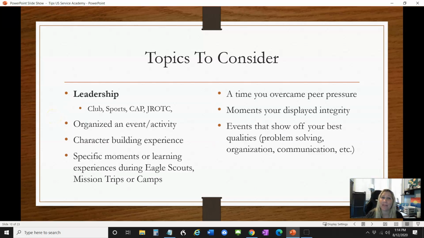Topics to consider. Leadership, and there's a reason this is highlighted. Any sorts of club, sport, CAP, JROTC, extracurricular, there's a million things you can show leadership. You could have formed your own National Honor Society. You could have formed your own club at your school. You could have taken over the chess club.